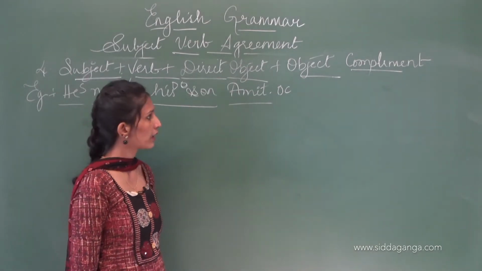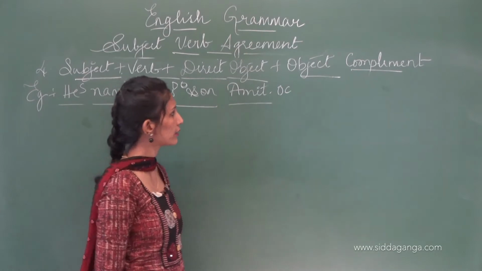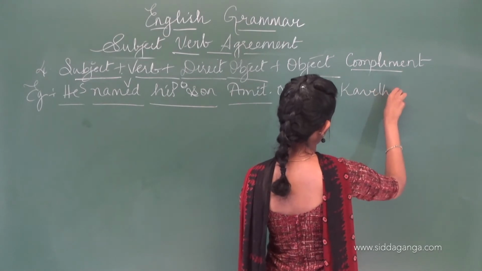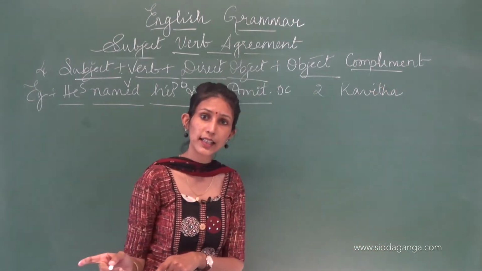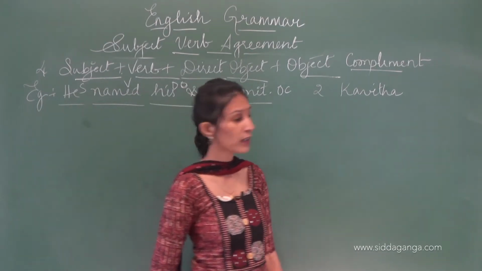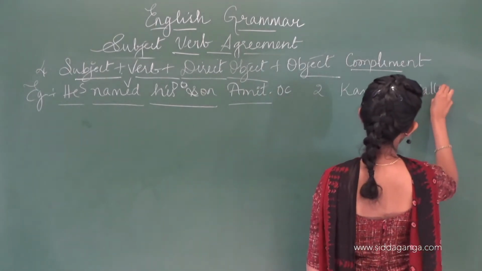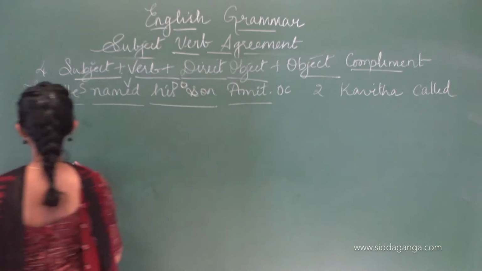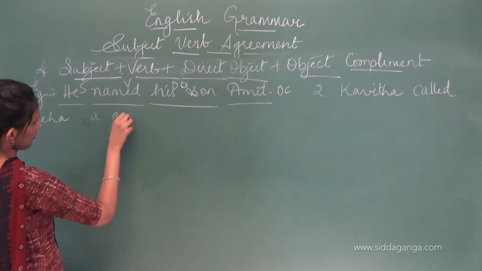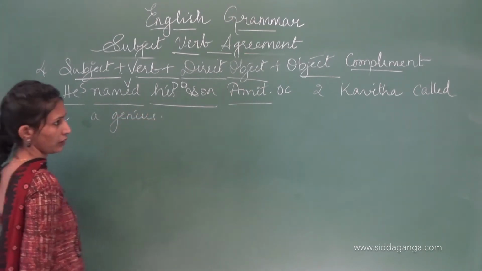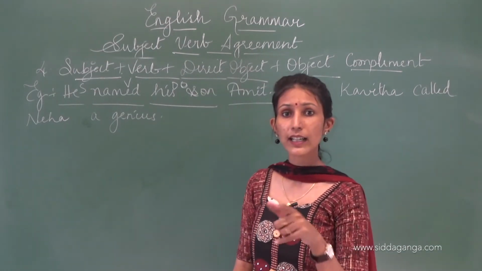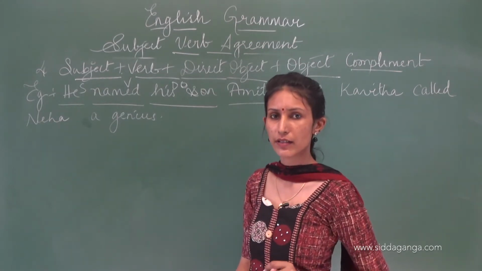Alright. Next one. Kavita called Neha a genius. Kavita is a genius is subject complement. Kavita called Neha a genius. Following? Kavita called Neha a genius. So it is not said that Kavita is a genius. Kavita is genius, no. Kavita has called whom? Kavita has called Neha to be genius.